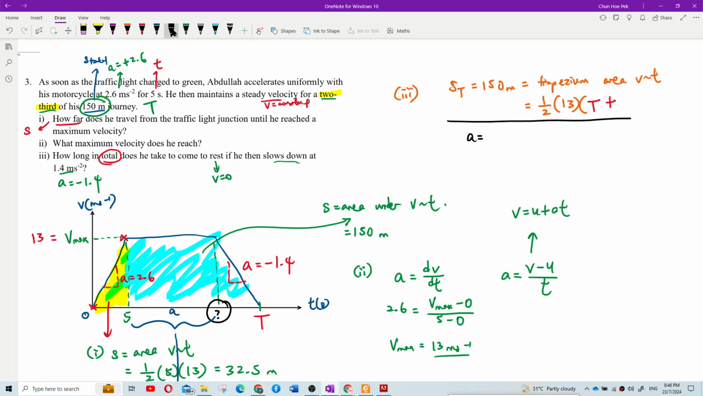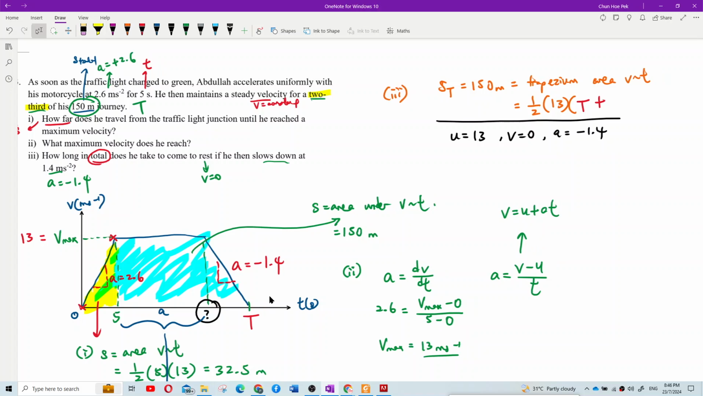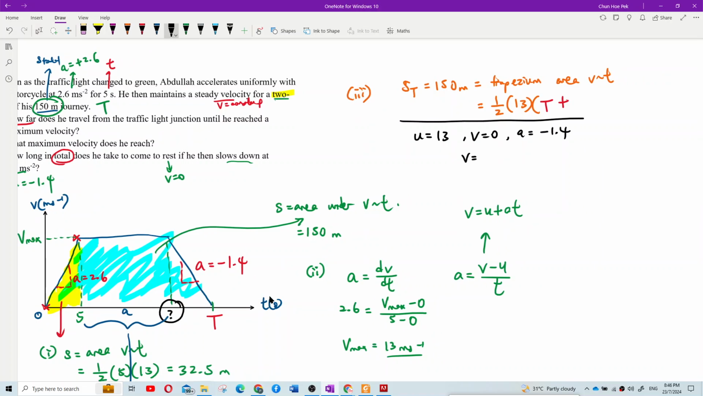Okay, so the acceleration equal to negative. Wait. So starting with initial velocity 13, because start from maximum speed. So final velocity he stopped, and then acceleration is negative 1.4. Okay, I can find the time, right? V equal to u plus at. So v is 0, u is 13, negative 1.4 t. So what's the time, class? Let's find out, class.